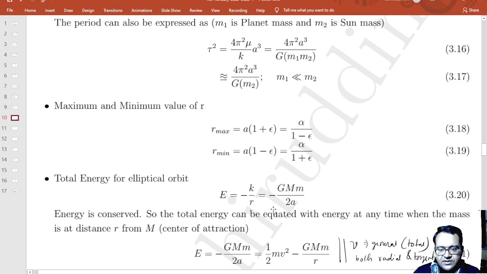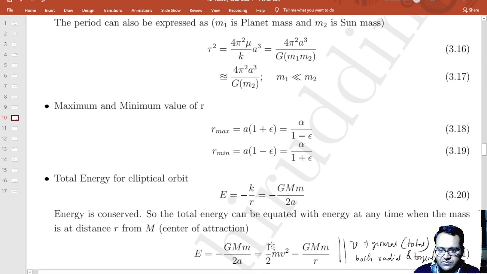The total energy for the elliptical orbit we already calculated and showed you, G M m by minus 2a. Energy is conserved, so the total energy can be equated with the energy at any time when the mass is at distance r from M, the center of attraction. So minus G M m by 2a can be equated with half m v square minus G M m by r.